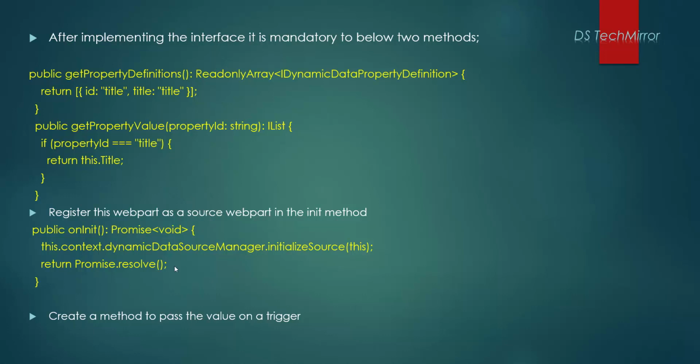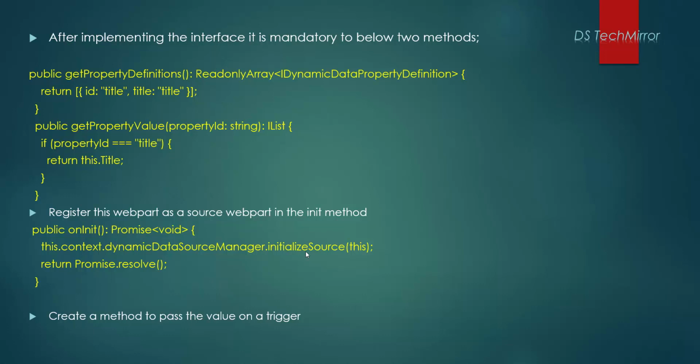And after that, how would my SPFx know that this web part is my source web part? For that, apart from implementing the interface, I have to write the on init method, and in that I have to register it as a source using this dot context dot dynamic data source manager dot initialize source. The moment I write this line, that will tell the SPFx framework that this web part is my source web part and it is going to pass some data, and there would be some consumer web part.